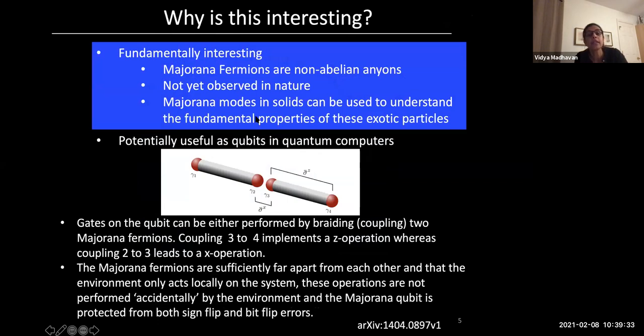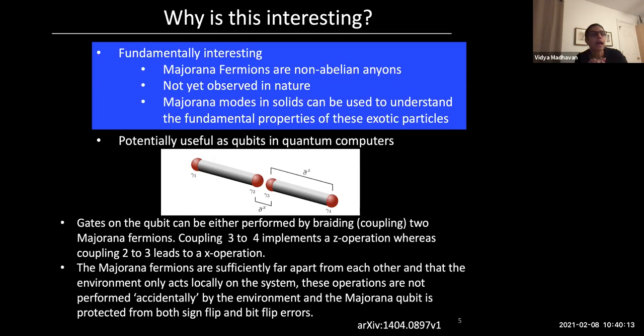So why are we so interested in Majorana modes? There's a lot of interest in them for fundamental reasons. Majorana fermions are non-abelian anyons. That means that unlike fermions and bosons, where exchanging two particles can give you either a positive or a negative sign, in the case of Majorana fermions, you can get a phase, but not only that, and now I'm talking about two dimensions, when you circulate one Majorana fermion around another, you can get into an entirely different state. So exchanging two Majorana fermions actually is completely different from exchanging fermions or bosons.